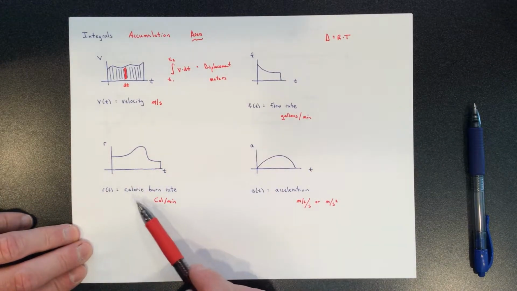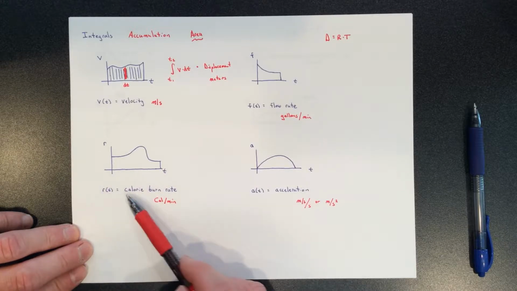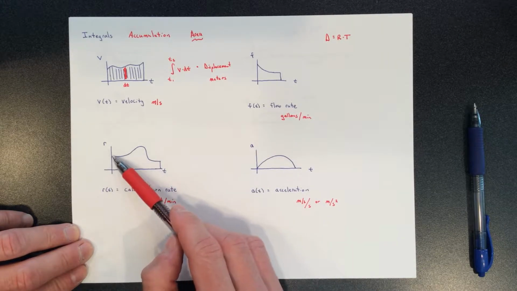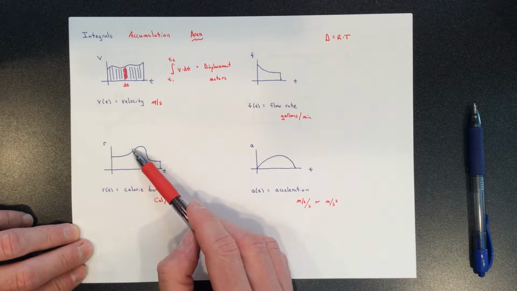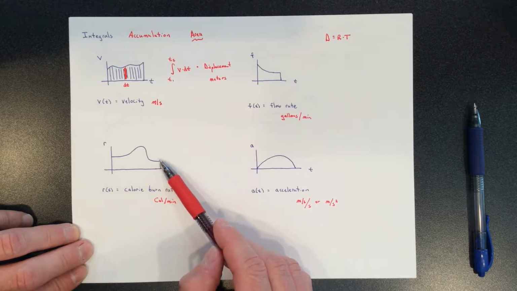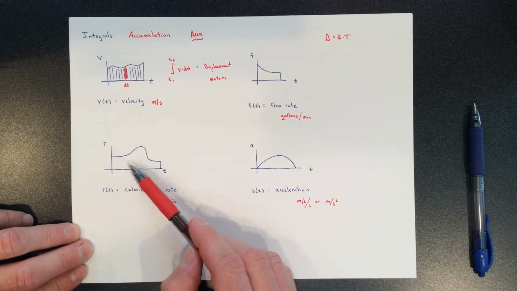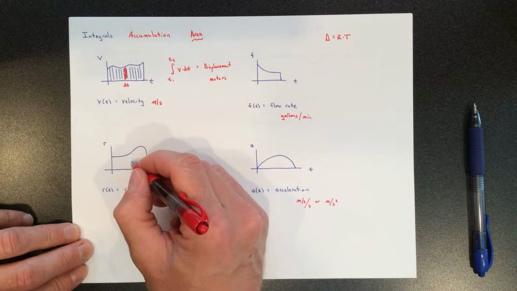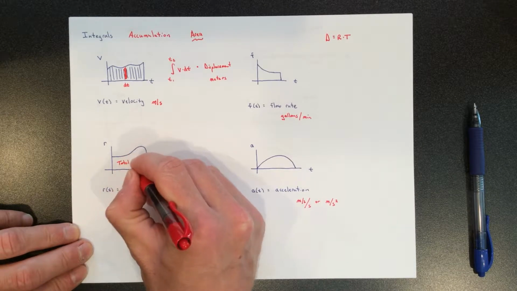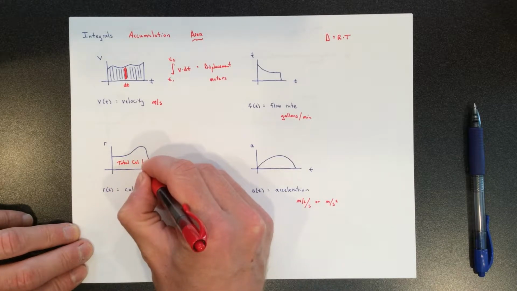Okay, what about down here? You had some R of t, which is like, let's say, your calorie burn rate. So you go into the gym, you get loose, then you really hit it hard with some higher intensity, and then you do some cool down. The area under the curve here, right, this area would represent the total calories burned. So total calories burnt.